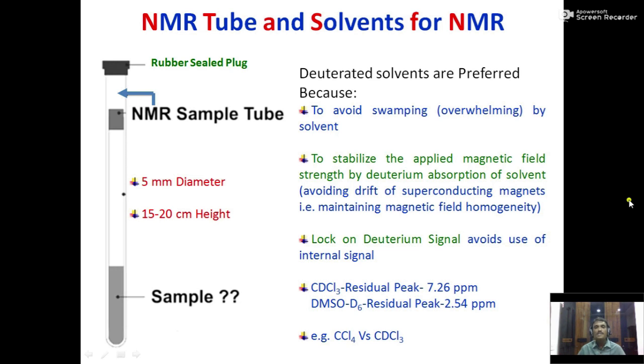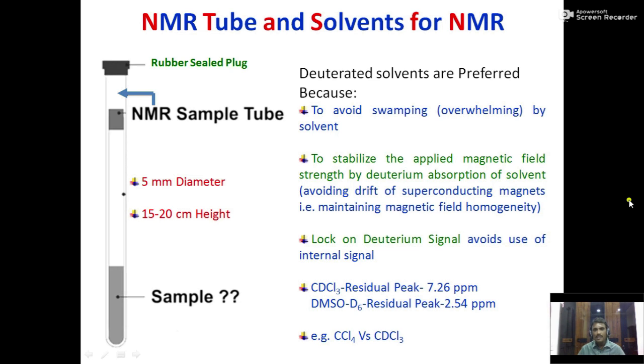But instead of CCl4, we generally prefer deuterated solvents. If we use the solvent as such, without replacing the hydrogens of the solvent by deuterium, then we will get an overwhelming peak of the solvent. So to avoid swamping, the overwhelming peak by the solvent, we have to use deuterated solvents. Deuterium gives its signal in a different frequency region, so we don't have to bother about it. It will not interfere in the proton NMR spectrum. An example is CDCl3, in which the hydrogen of chloroform is replaced by deuterium.